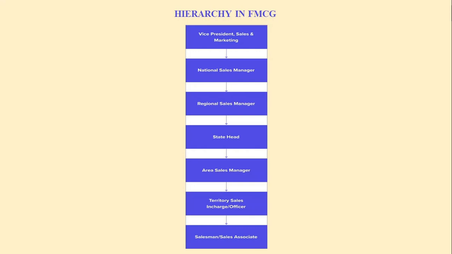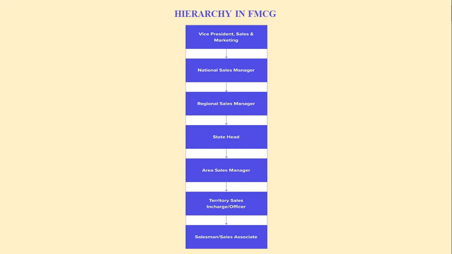Area sales manager is a designation which manages the sales of the territory which has been given to him by the company, and he has to look after the territory sales officer, salesman, and manage the distributor. तो area sales manager ये ऊपर जो है, area sales manager reports to the state head. State head reports to RSM or regional sales manager.